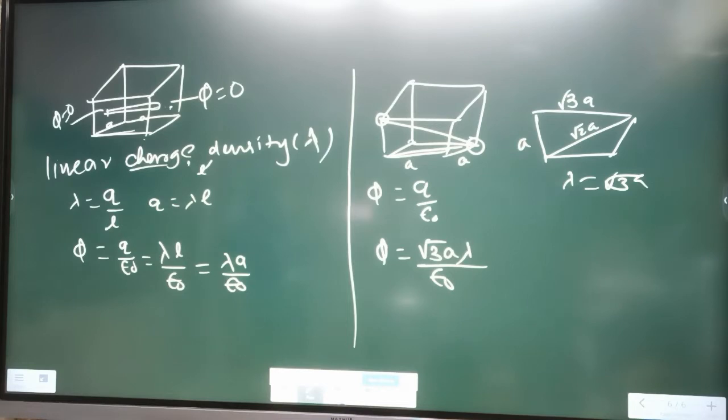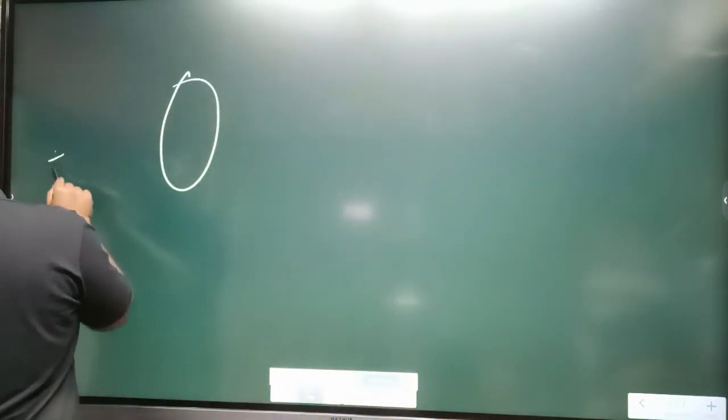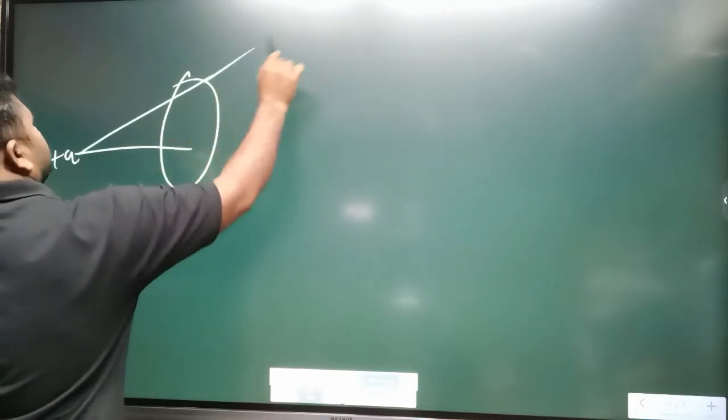Next, suppose we take a disk. How much flux is passing through the disk? Suppose we place the disk like that and charge q is here. This is the flux direction. Now the area vector direction: the area vector is normal to the surface. This one is the surface, and this is the normal.